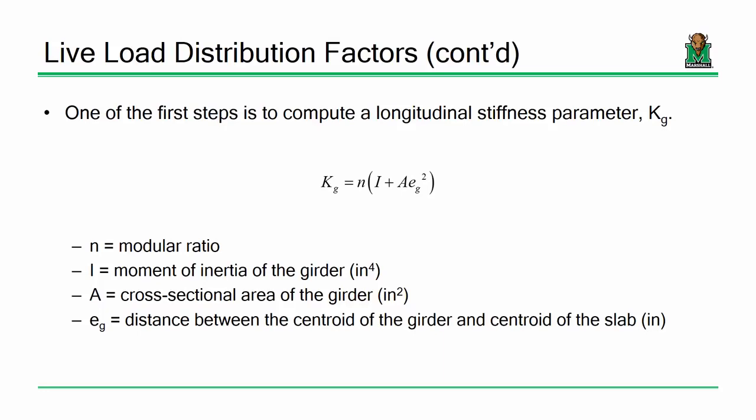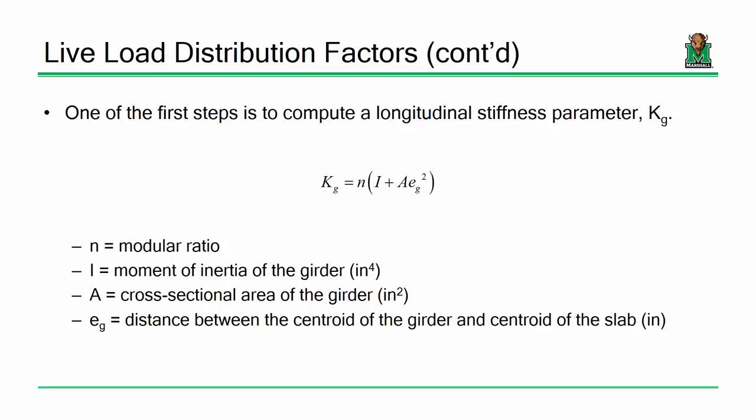So one of the first steps to determine live load distribution factors is to compute what's called Kg. Kg stands for a longitudinal stiffness parameter. Basically this is trying to take into account the stiffness of the section associated with the bridge. So Kg is a function of the modular ratio. This is kind of the way of trying to take steel superstructures versus concrete superstructures out of the equation. Because if you were dealing with a concrete slab and a concrete beam, the modular ratio would be 1 and everything would sort of be washed out.